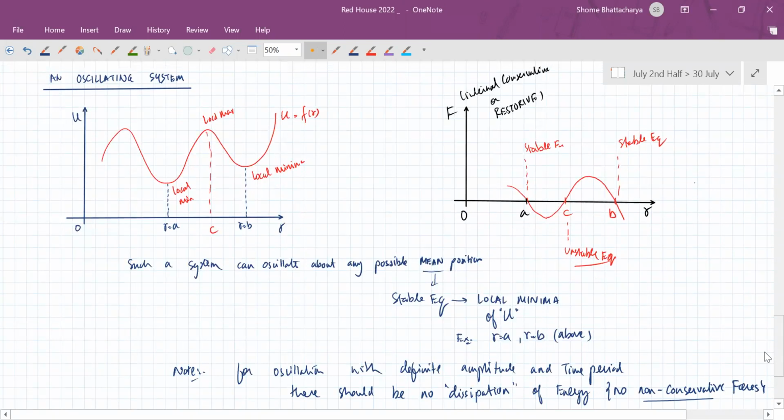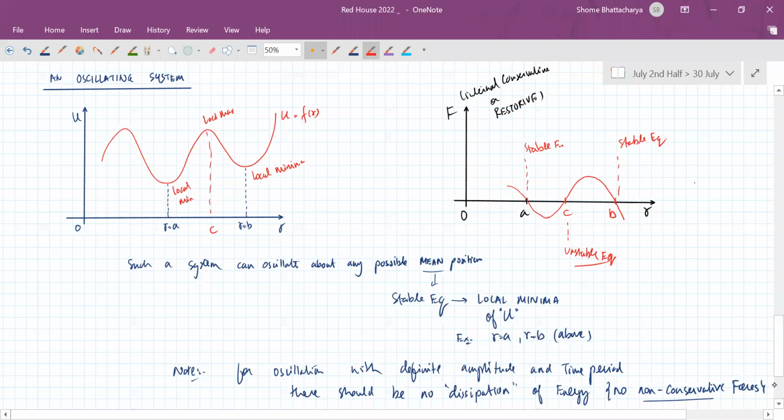So what we need in a system so that it can oscillate, we need that there should be some stable equilibrium position and there should be no non-conservative forces, so that the only force acting is the restorative forces. Or in other words, the potential energy graph should have a local minima point, which will be the mean position, and there should be no dissipation of energy, so that overall mechanical energy can remain conserved. That is as far as oscillation is concerned.